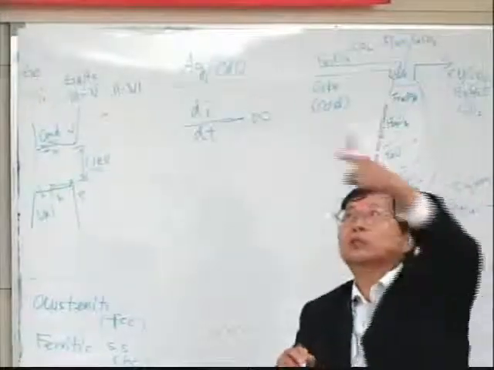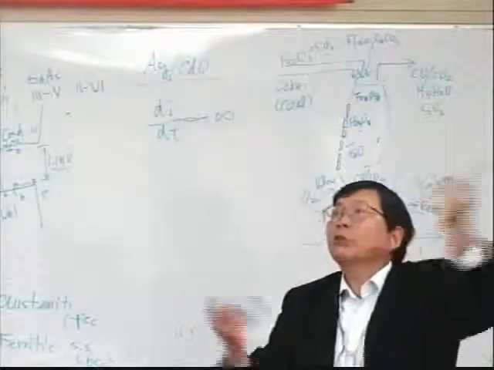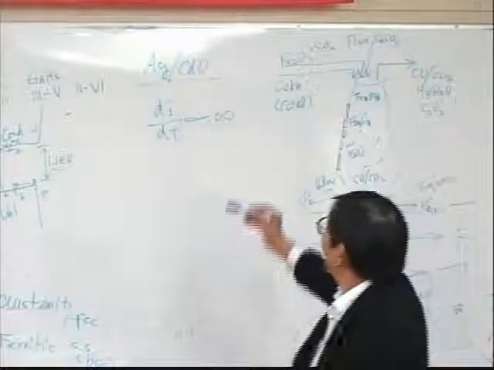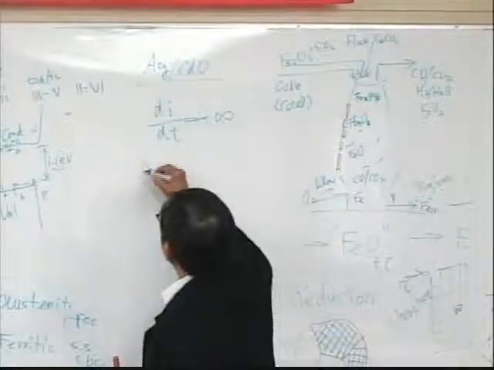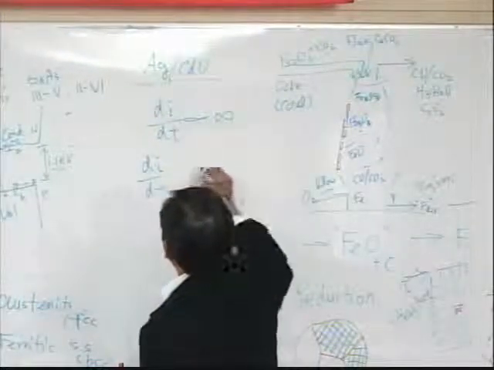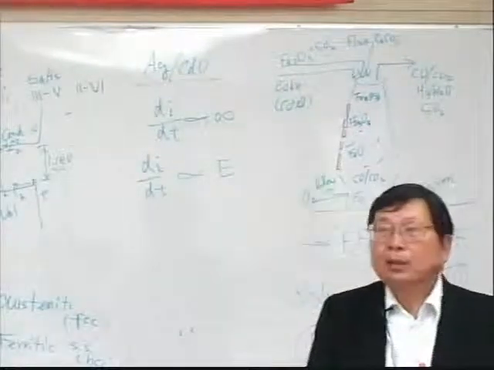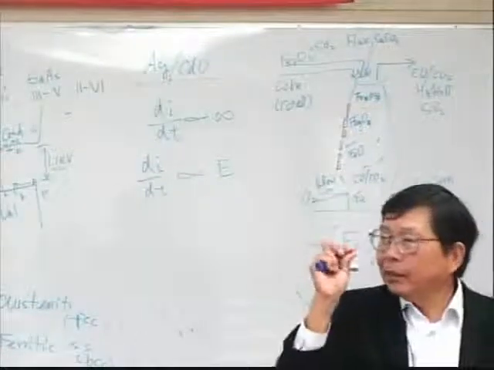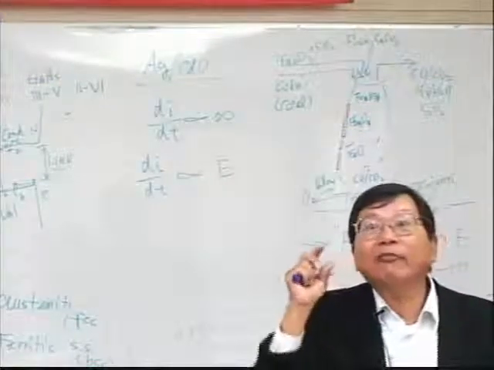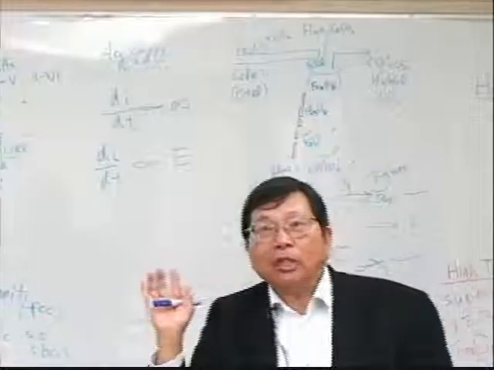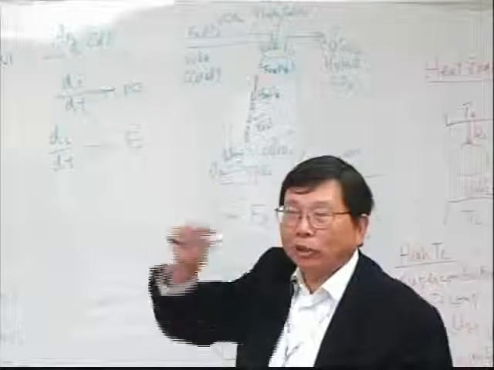You have some current going through, so your light is on. But when you turn off, in a very short time, there is no current. And when di/dt becomes infinity, you remember from physics, di/dt is proportional to the induced voltage. So in the instant that you turn off or turn on, there is a very high voltage generated, a few thousand volts, for a very short time. Since it has very high voltage, that's why you get shocked.